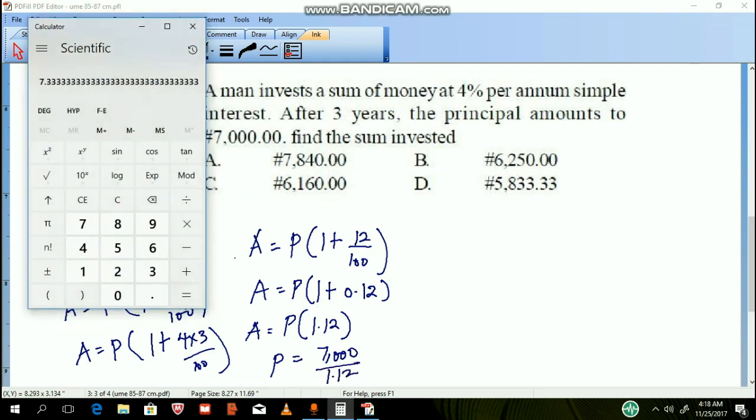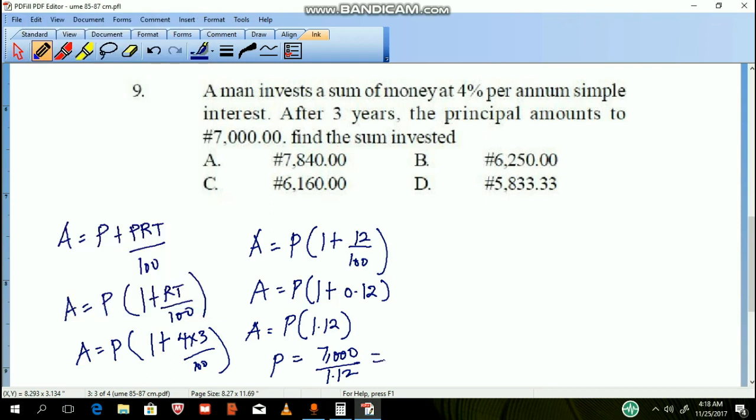So let's see what that will result to. 7,000 divided by 1.12, and that will be 6,250, which is option B.